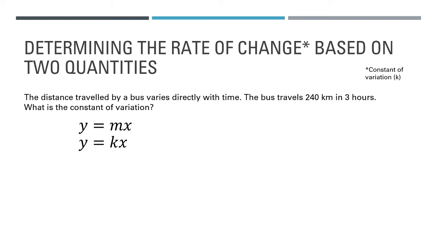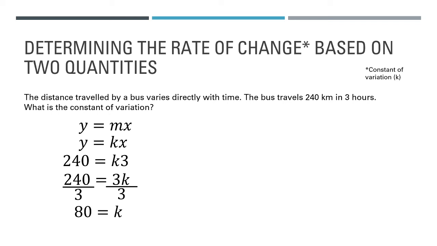And that means x could be replaced with 3, because x is the independent variable quantity and 3 is that quantity. So I could rewrite this equation as y equals k times 3, which we all know should be written as 240 equals 3k. I can now use algebra to solve and find the value of k. And what would I have to do? I would divide both sides by 3. And when I divide both sides by 3, I would get 80 is equal to k. K, the constant of variation, is equal to 80 kilometers per hour.